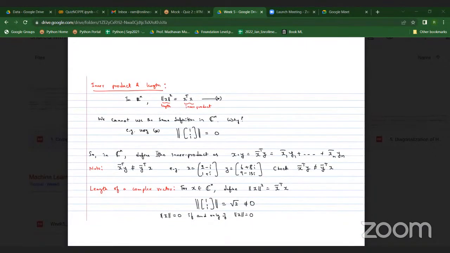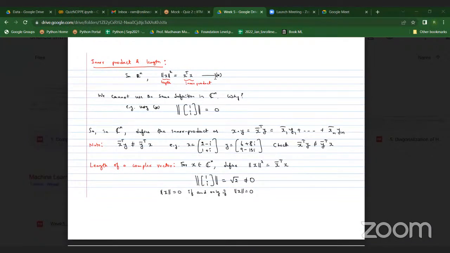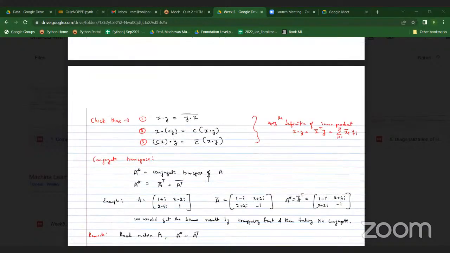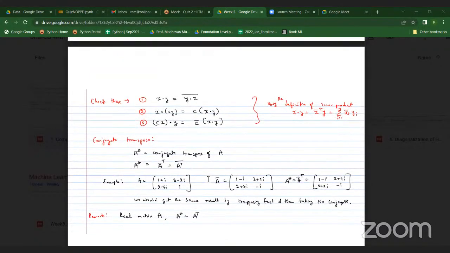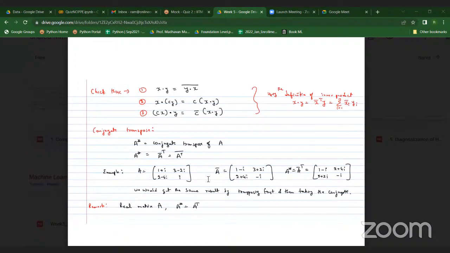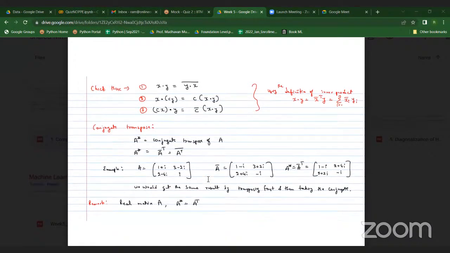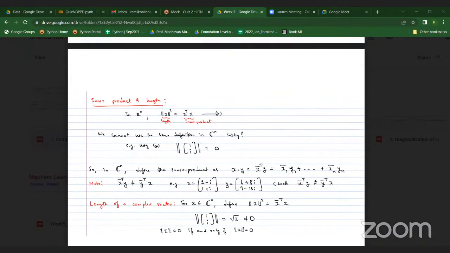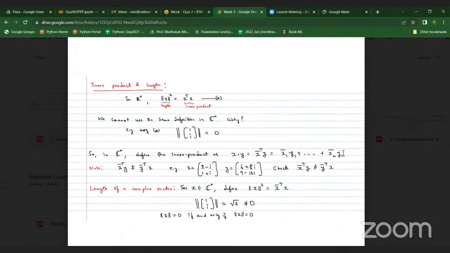So the inner product is another important concept. The inner product of two vectors x dot y is given as x star y. Okay, x star is nothing but x conjugate transpose. Clear? x dot y is equal to x conjugate transpose y, or x transpose conjugate y, which is going to be equivalent to this one.